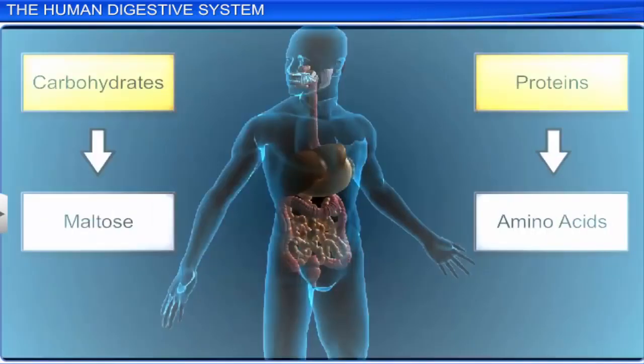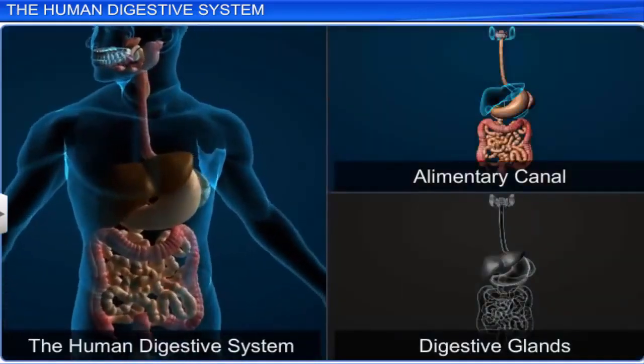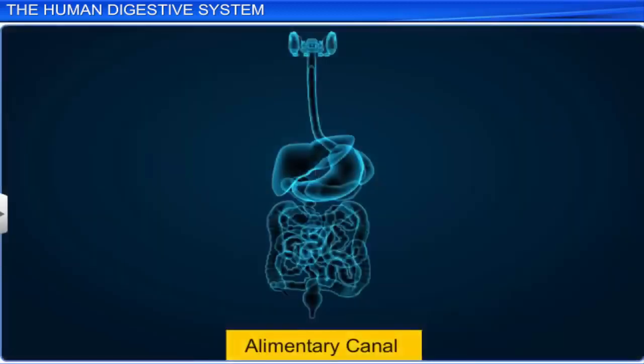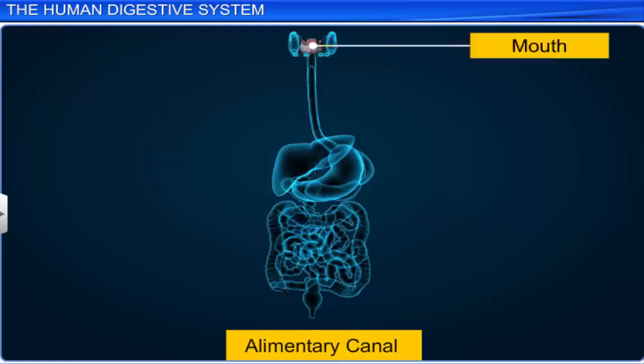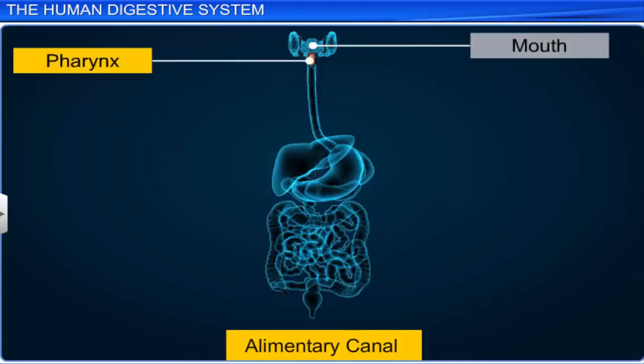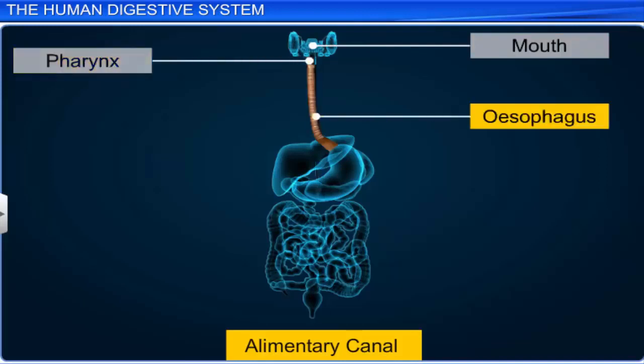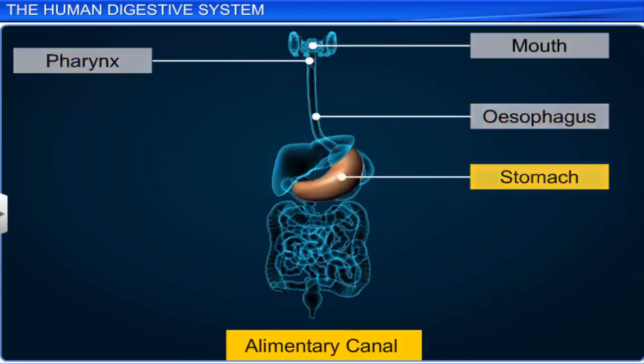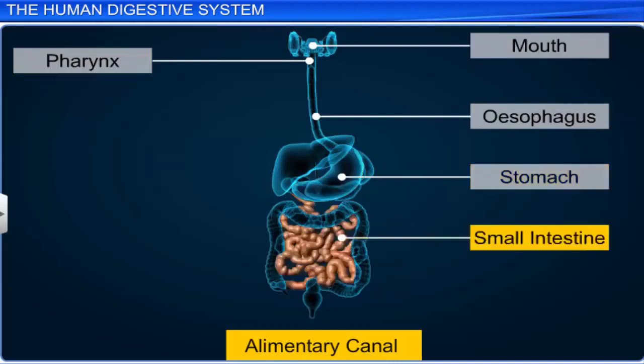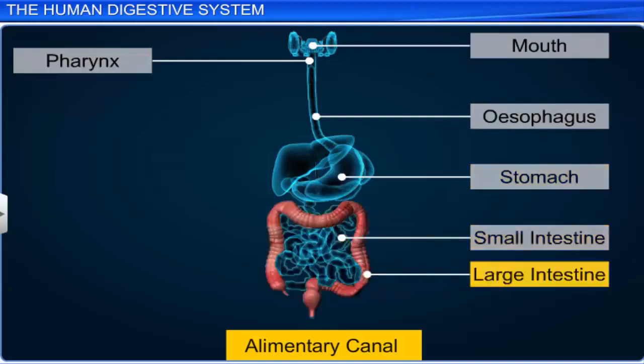Our digestive system comprises the alimentary canal or the gastro-intestinal tract and the digestive glands. The alimentary canal, the long pathway through which food enters the body and solid wastes are digested, includes organs such as the mouth, pharynx, esophagus, stomach, small intestine, large intestine, and anus.